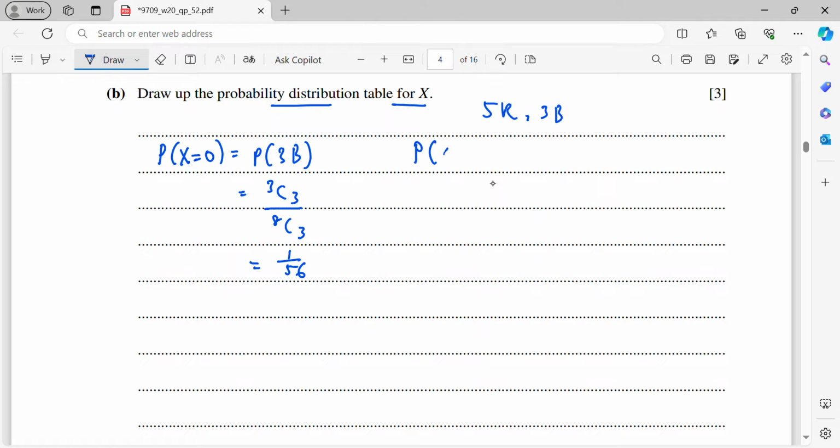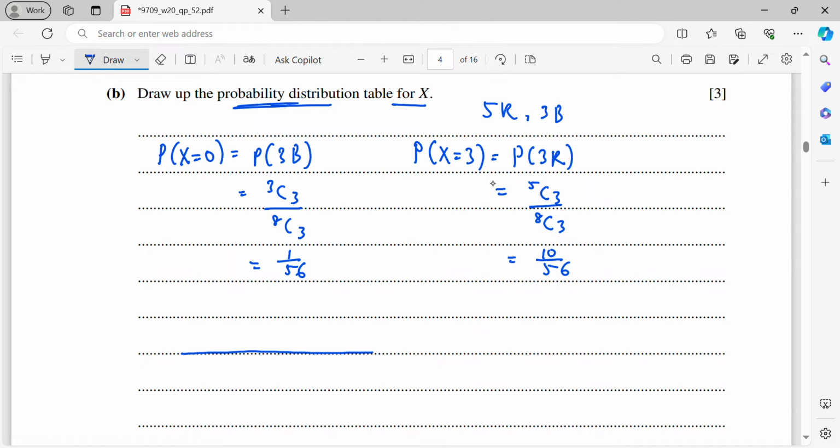Now, when P(X = 3), that means all 3 red balls. All 3 red balls, simple, 5C3 over 8C3. So that is 10/56. So now you need to draw up the table.